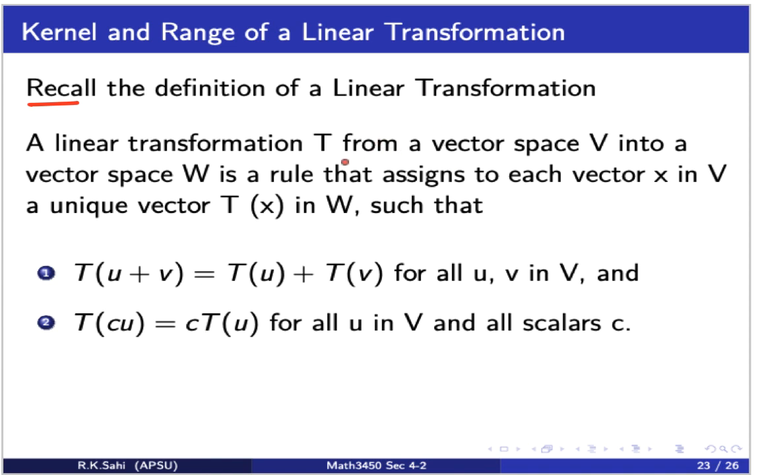So when I say T is a linear transformation from a vector space V into a vector space W, in very simple words, T is a linear transformation from V to W. Okay? Now let's talk about the kernel and the range of these linear transformations.